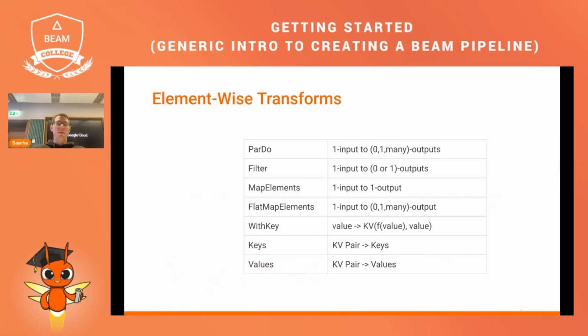There is a list of predefined element-wise transforms where you have ParDo, filter, MapElements and FlatMapElements, and then element-wise transforms for key value pairs, where you have, for instance, just a value as an input, and you want to have a key value pair as an output. Or you have a key value pair as an input, and with just the keyword Keys, you can receive just the keys as an output, and the other way around, where you just have the values as an output.